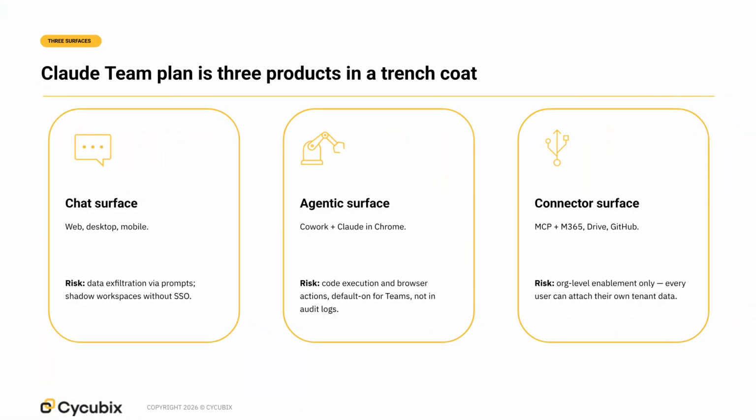Before we get to the risks, you need a mental model. Claude Team Plan isn't one product, it's 3 surfaces, each with its own threat model. First, the chat surface, users talking to Claude in the web app. Second, the agentic surface, Cowork and Claude in Chrome, where Claude takes actions on behalf of the user. Third, the connector surface, MCP, Google Workspace, Microsoft 365, anywhere Claude reaches into your data. Every risk in this video maps to one of these 3 surfaces. If you don't separate them, your controls won't either.